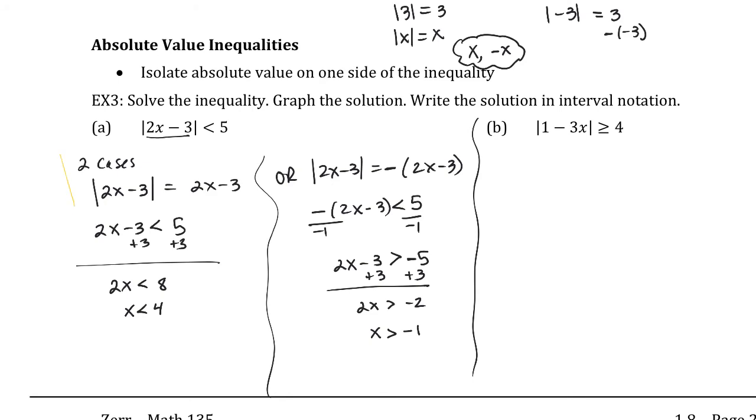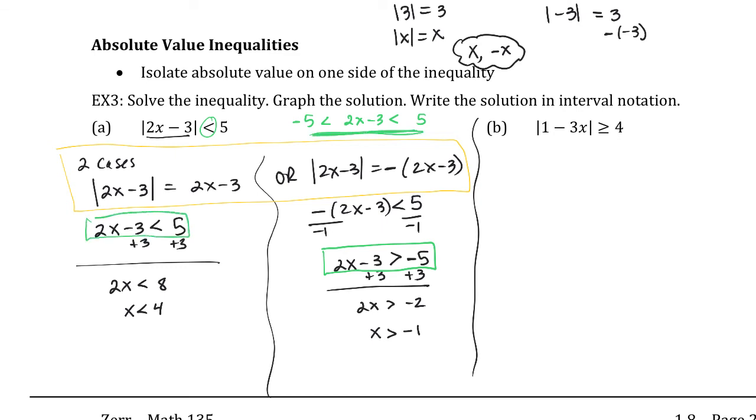Okay, so this is the why. The shortcut is when you have less than, you can just take it's between positive and negative 5. So we'd have 2x minus 3 is contained within that boundary, which is what you get here and here. Okay, so this is the shortcut way. Some people like to just do that.